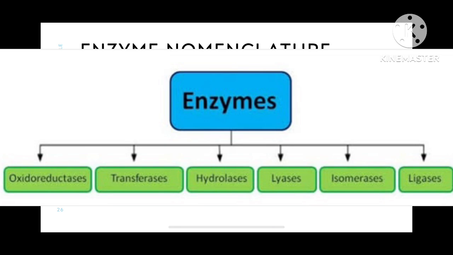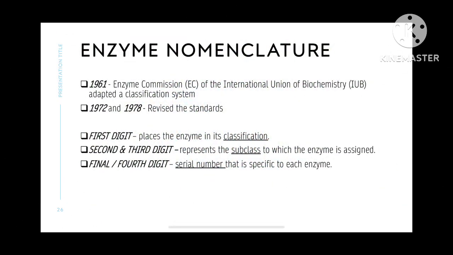Oxidoreductase being number 1 and the ligases would be number 6. The second and third digits represent the subclass to which the enzyme is assigned, and the final and fourth number is the serial number that is specific to each enzyme in a subclass. Let's discuss this one by one.